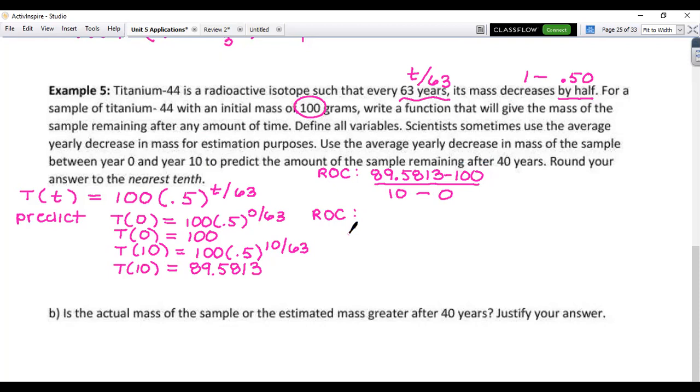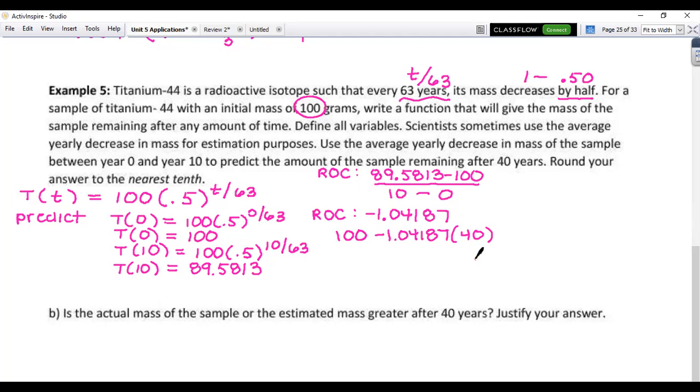So I have 89.5813 minus 100, divided by 10. All right, so my rate here would be negative 1.4187. Okay, so now we're going to use this to predict the amount of titanium after 40 years. So I started with 100 grams, and then my rate was minus 1.4187 multiplied by 40 years.